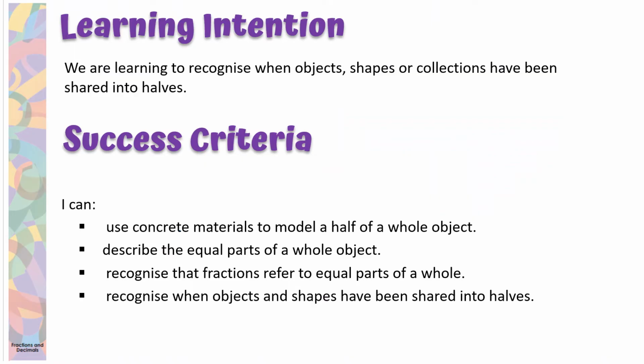Our learning intention: we are learning to recognise when objects, shapes or collections have been shared into halves. Our success criteria: I can use concrete materials to model half of an object. I can describe equal parts of a whole object. I can recognise that fractions refer to equal parts of a whole. I can recognise when object shapes have been shared into halves.